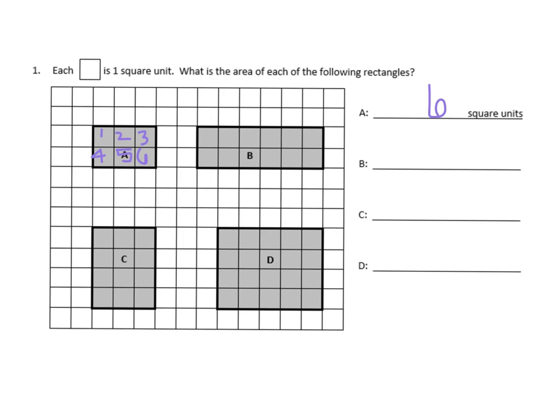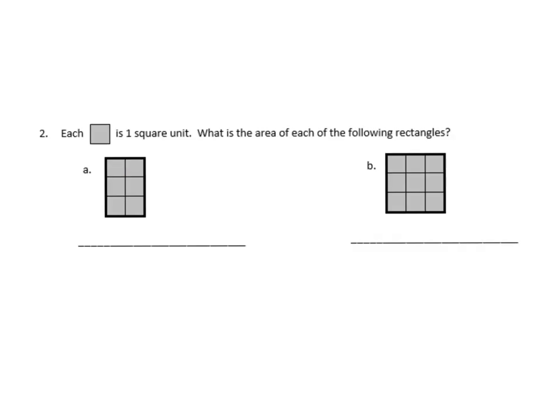So for letter B, I see 1, 2, 3, 4, 5, 6, 7, 8, 9, 10, 11, 12. So that means letter B has an area of 12 square units. Now remember, when you're writing square, you don't have to write the full word. You can just write SQ.